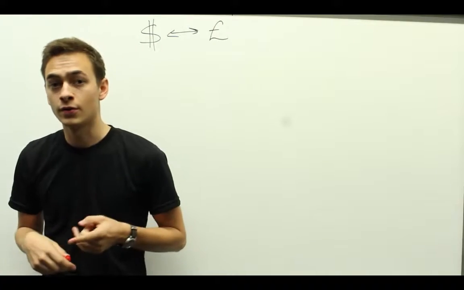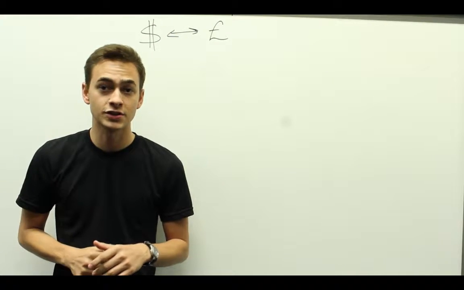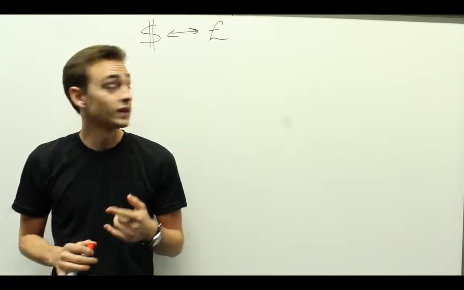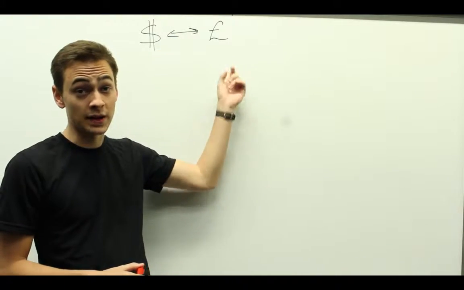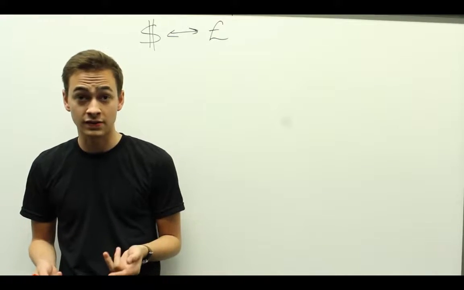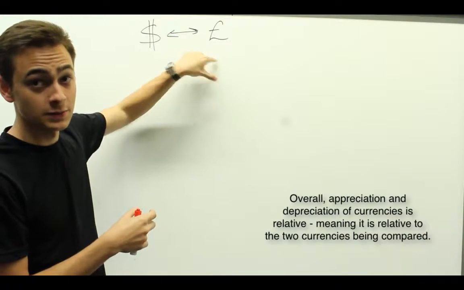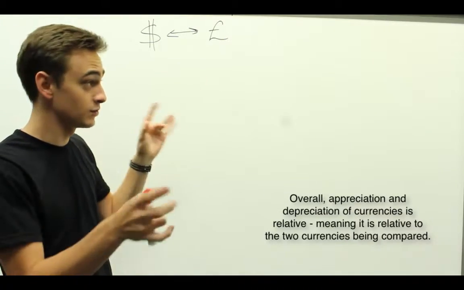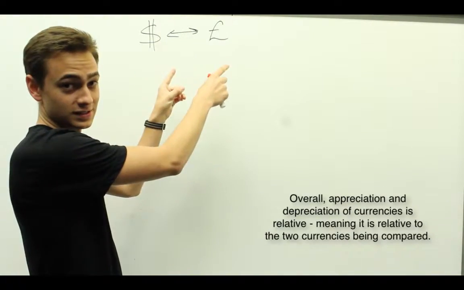One thing I want to note before we start is that appreciation is not absolute. When, say, the dollar appreciates relative to the pound, it doesn't mean that it appreciates relative to the euro, the yen, or any other country or currency like that. It could appreciate relative to one and depreciate relative to another. It's really confusing, but you can only look at it with two currencies at a time.